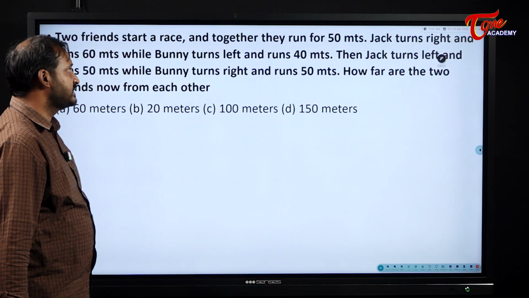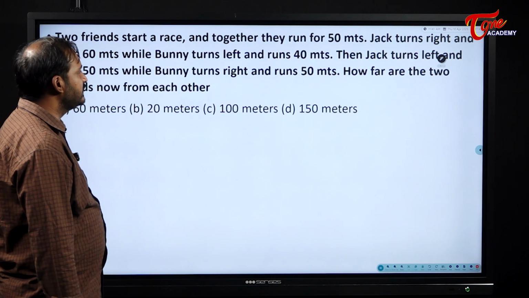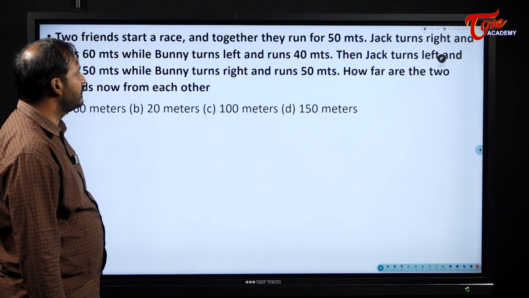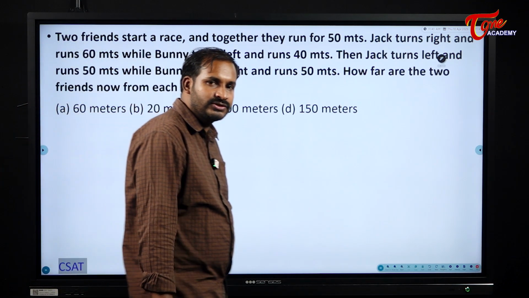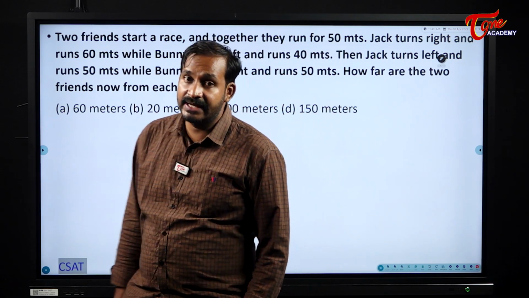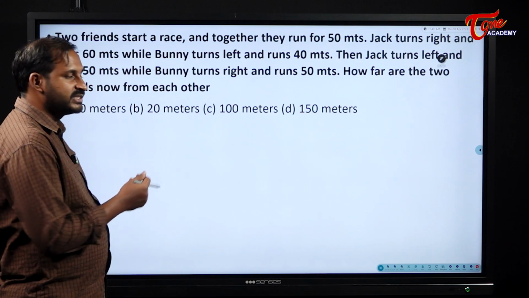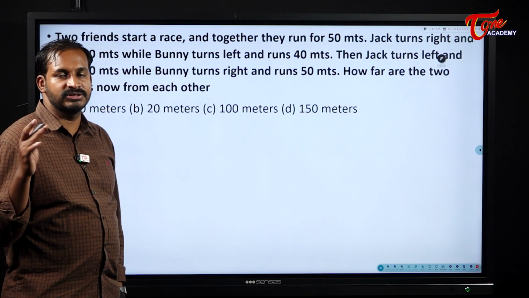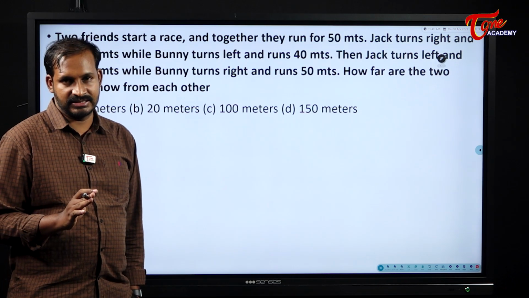Two friends start a race and together they run for 50 meters. Okay. Jack turns right and runs 60 meters while Bunny turns left and runs 40 meters. Now see here, race means usually how they will start. Anyway, they both will start moving in the same direction. Understand, students? Here they didn't mention whether they moved in the same direction or in opposite direction. Means they both moved in the same direction. Why? Because they are participating in the race.